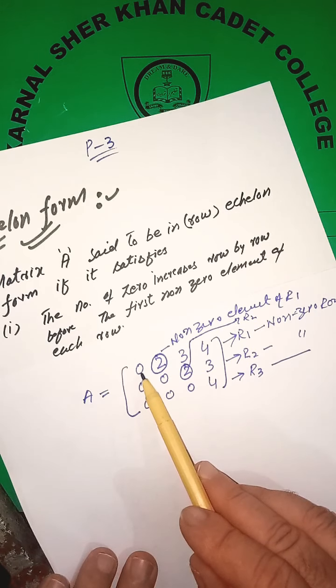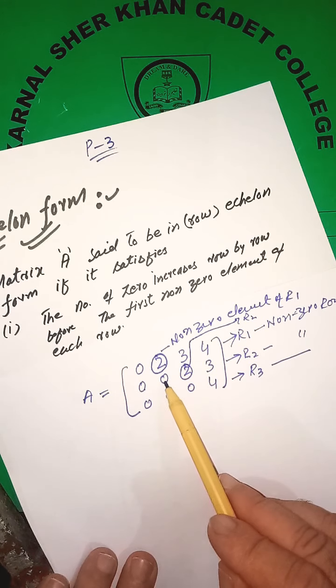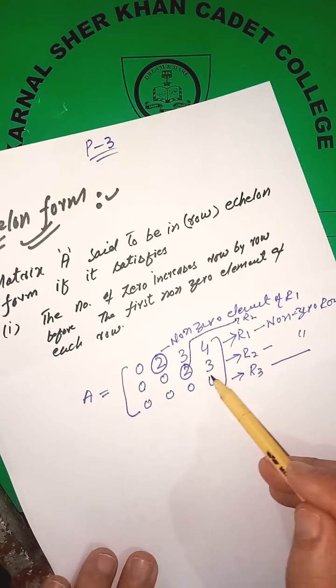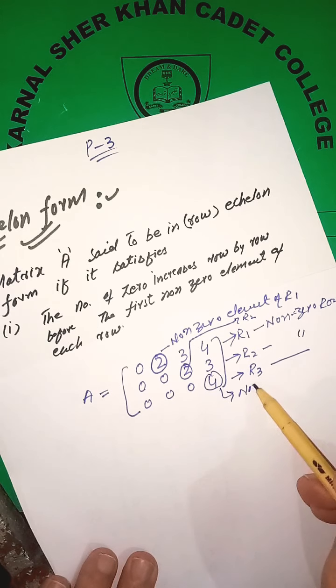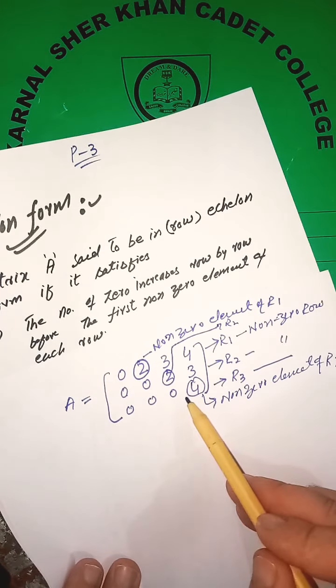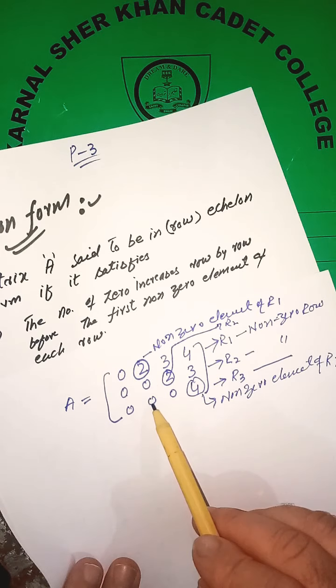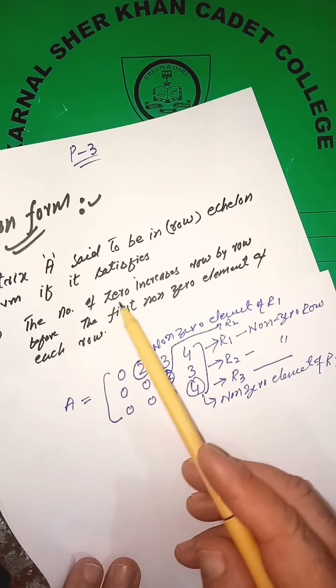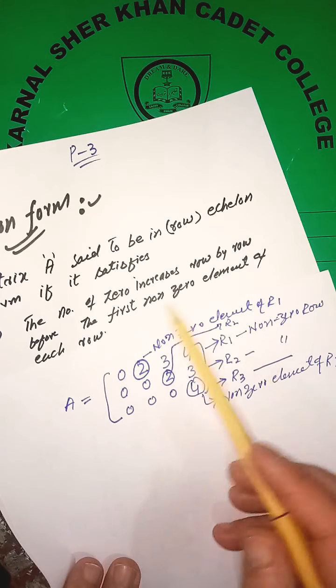In the first row there is only 1 zero. In the second row, before the non-zero element, there are 2 zeros. And look at this 4, the non-zero element of row 3. Before that there are 3 zeros. So the number of zeros increases row by row before the first non-zero element of each row.